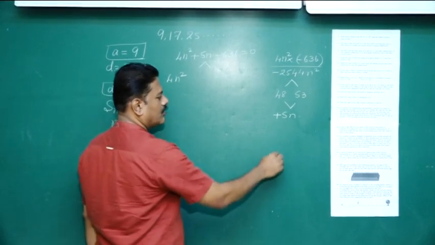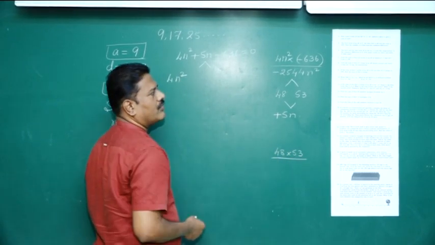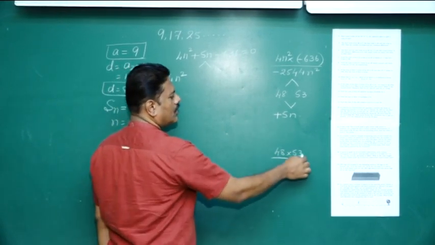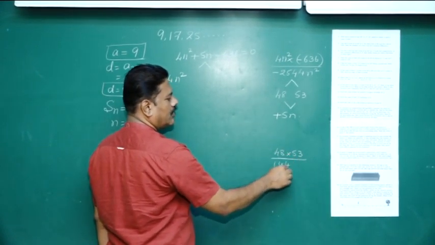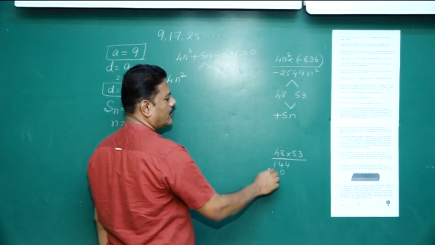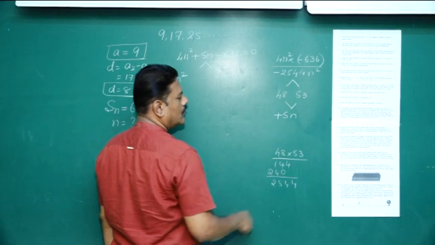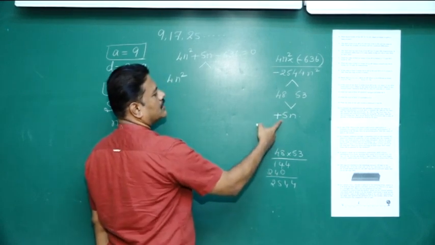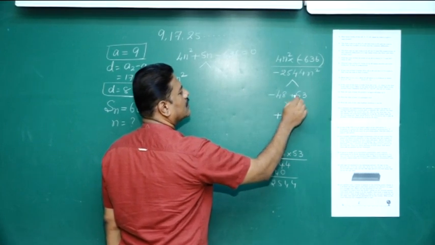You can check by multiplying 48 into 53, or you can go for that factor method: 2544. 3 8s are 24, 2 carry, 3 4s are 12 plus 2 is 14, 5 8s are 40, 4 carry, 5 4s are 20 plus 4 is 24, so 2544. So you are getting this, but I want plus 5, so I put the minus sign to the smaller number and plus sign to the bigger number.